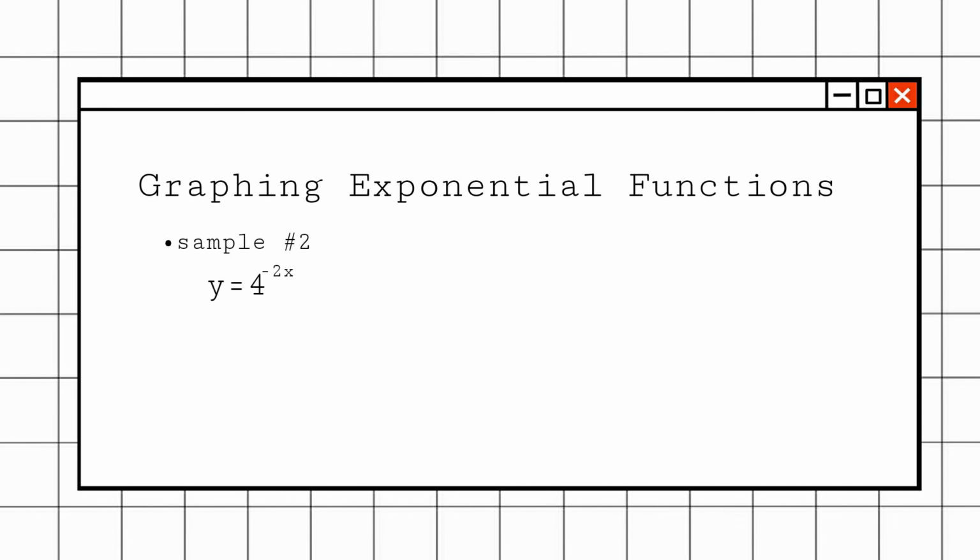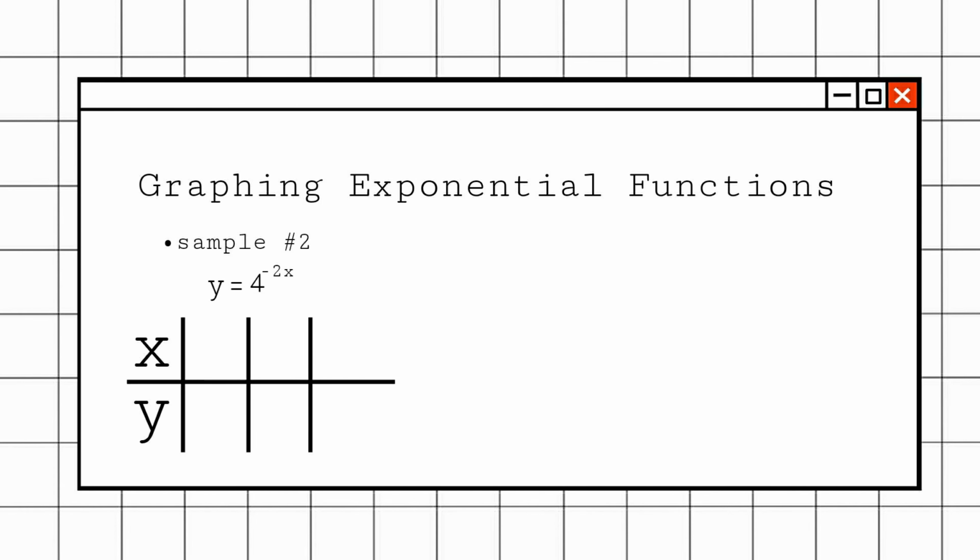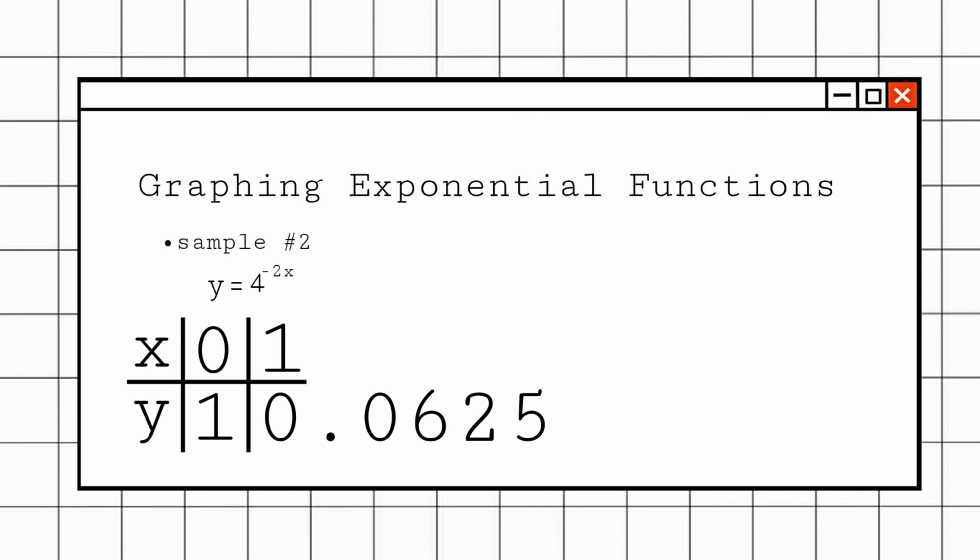Now we do the exact same thing for the next exponential function. We create a table for the values of x and y and fill in that table with rational numbers, 0 and 1. In the exponential function y = 4^(-2x), when x is equal to 0, y then becomes 1. When x is equal to 1, y then becomes 0.0625. And again, we have two sets of ordered pairs this time, which we can put into a Cartesian plane to graph it. The graph would look a little something like this.